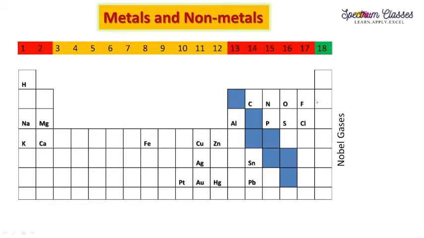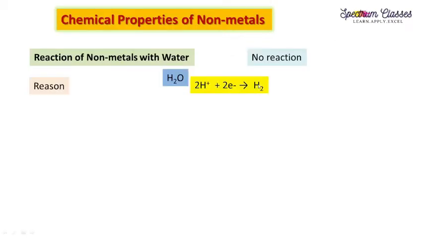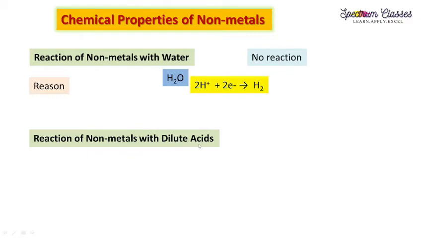And they are very near to the noble gas configuration. So they readily accept electrons rather than losing them. So they are very poor donors of electrons. That is why they can't reduce the hydrogen from the water to produce hydrogen gas. That is the reason. Similarly, for the reaction of non-metals with dilute acid, there is no reaction.